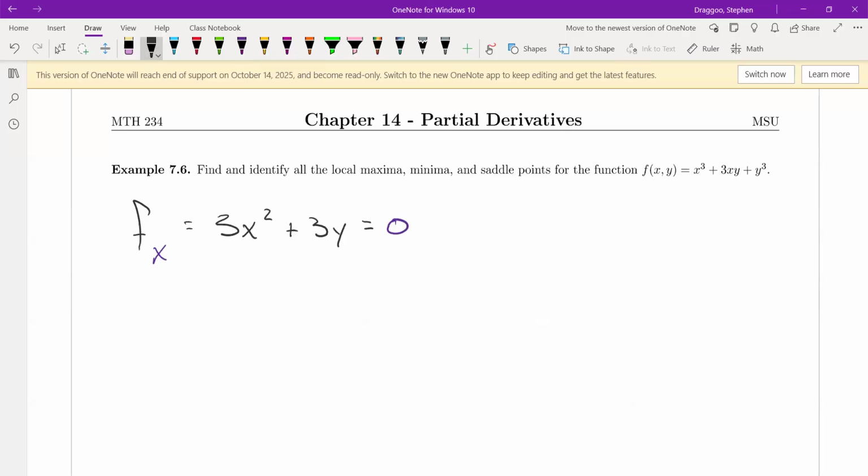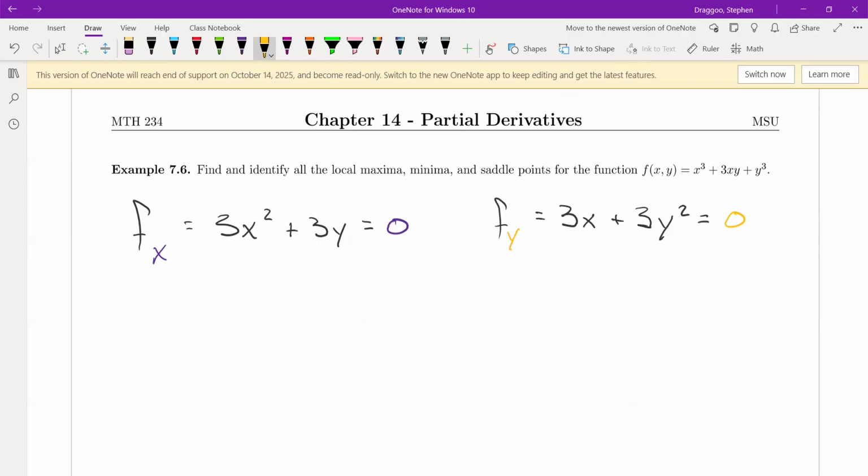And let's also go look at the other side, f partial y. It's going to look awful similar, 3x plus 3y squared. And that thing also needs to be equal to 0. And I think you can see pretty much right away that unlike the last problem, this one doesn't have super simple, immediately obvious solutions.